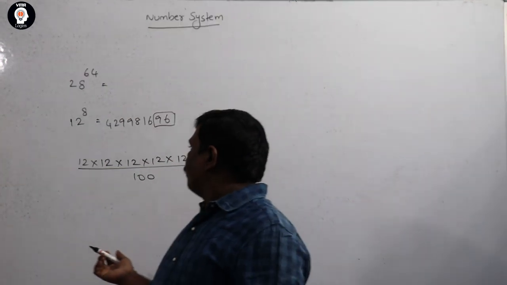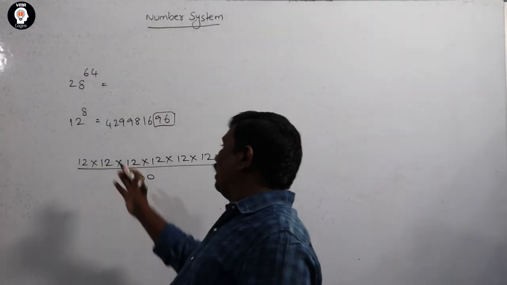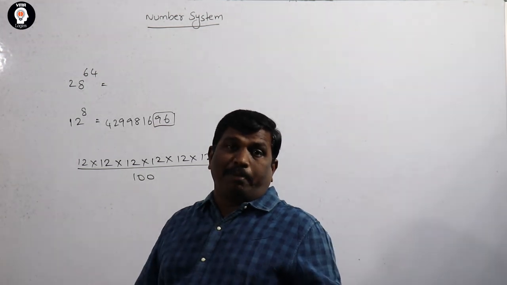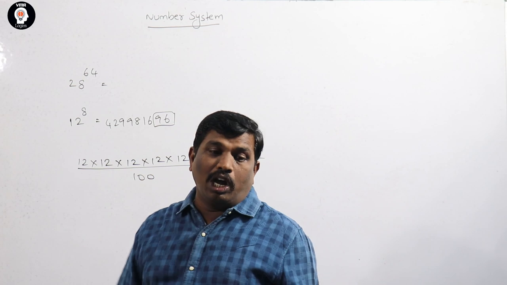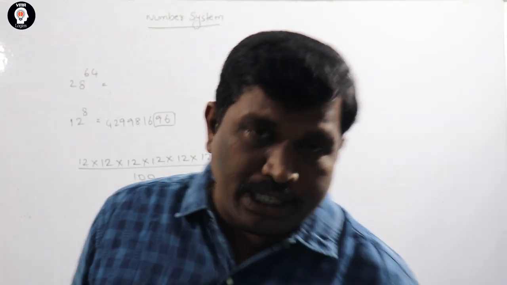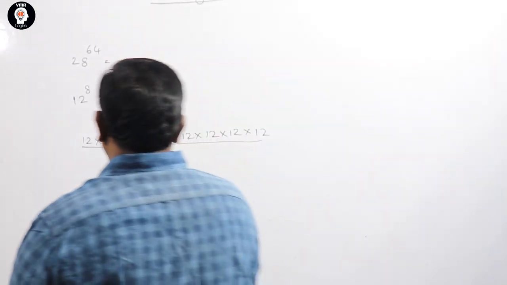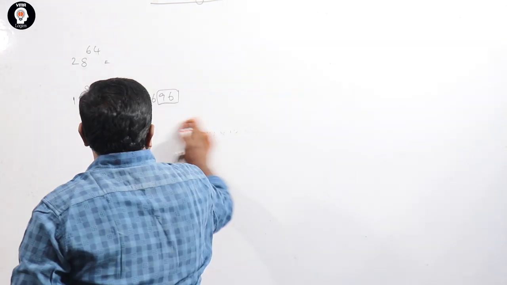Now tell me, is it easy? We need the remainders. 12 by 100, again I am getting 12 only. I should multiply all the things. If you do it like this, you are not getting the answer. Then how to solve? I just need the last two digits of the product.